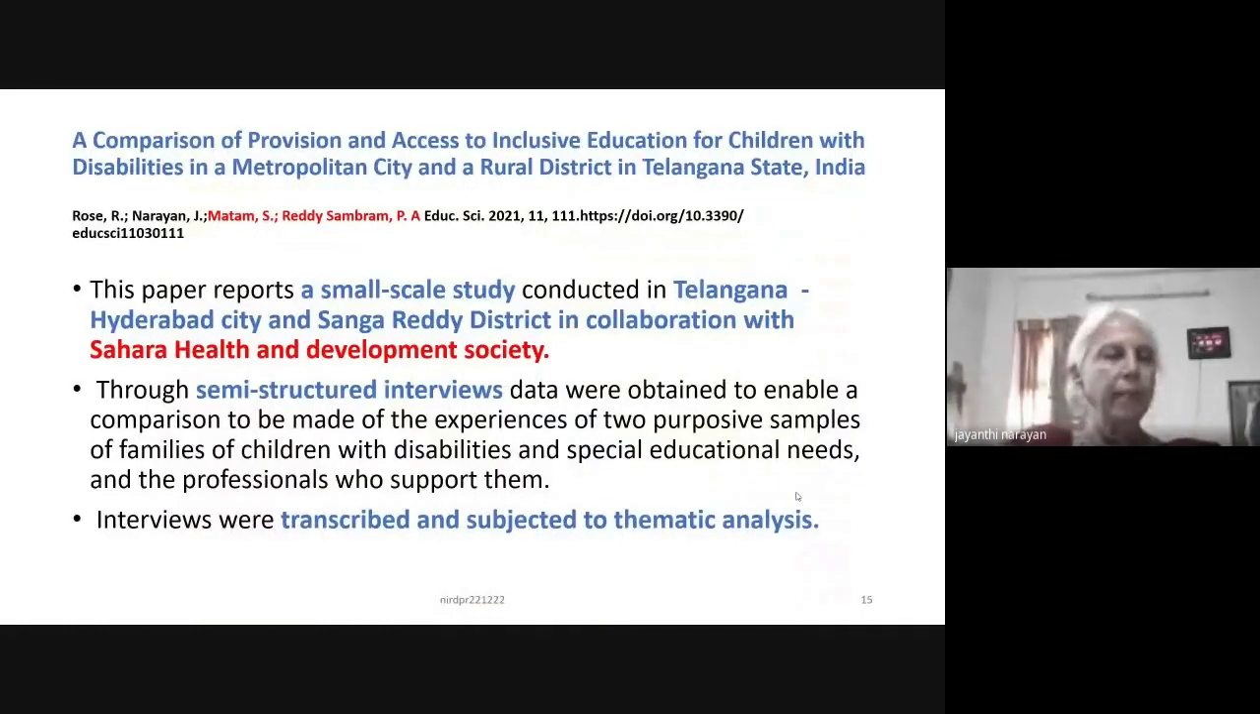Next one. Yeah, this is a study that caught the eye of Ruchira ji, and she had written to me to say, will you talk about it and also relate it to the education policy. So this study, we had Professor Richard Rose, who was with us. I don't know if he's still here. He was the lead for that. And then Mr. Shankar Mattam runs an NGO called Sahara.